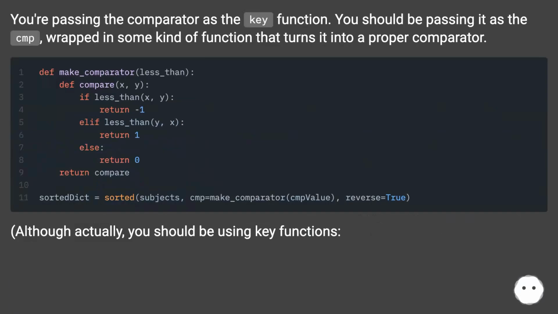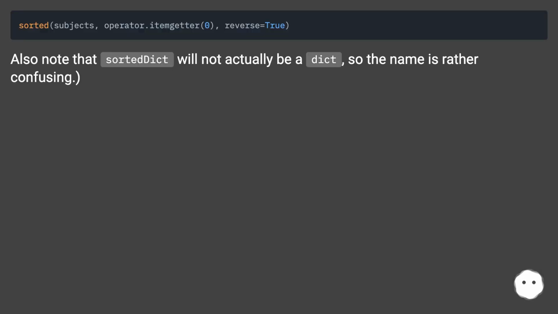You're passing the comparator as the key function. You should be passing it as the cmp, wrapped in some kind of function that turns it into a proper comparator. Although actually, you should be using key functions. Also note that sortedict will not actually be a dict, so the name is rather confusing.